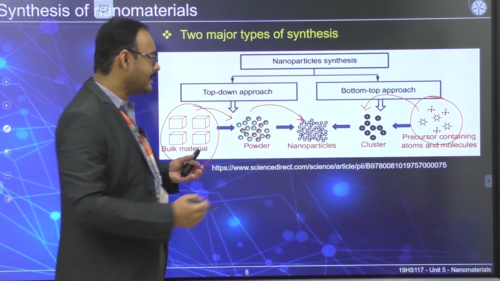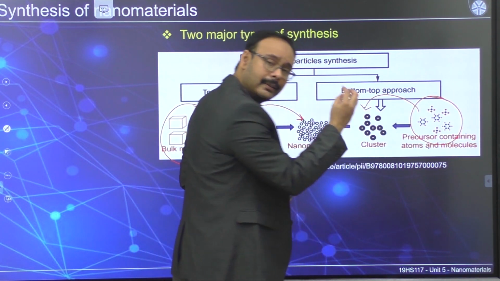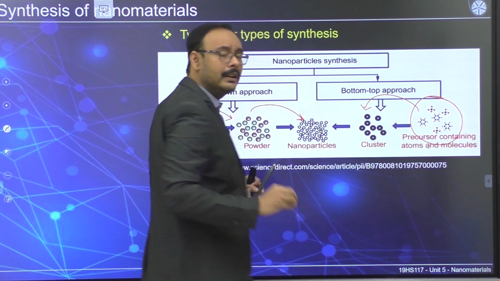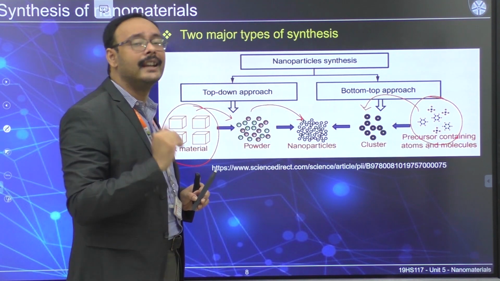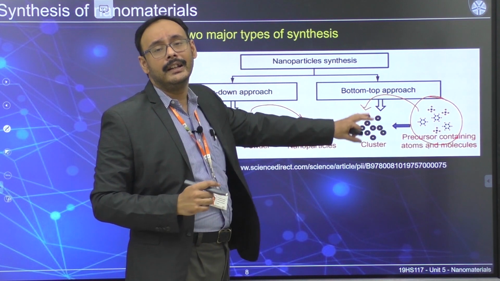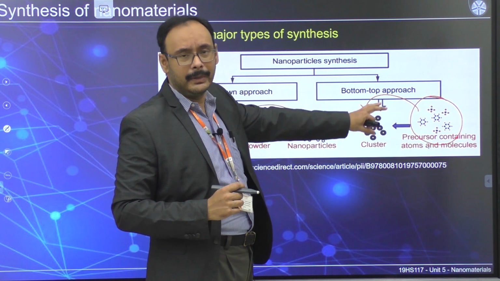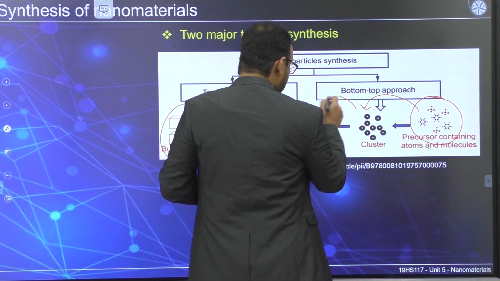What is a cluster? A cluster is between nanoparticles and atoms. So that means you start putting them together, you reach a level which is not at the nanoscale, but it is reaching there. Once you have that kind of molecular assembly, or atomic assembly, you can call it a cluster. Then from there we can go to nanoparticle.